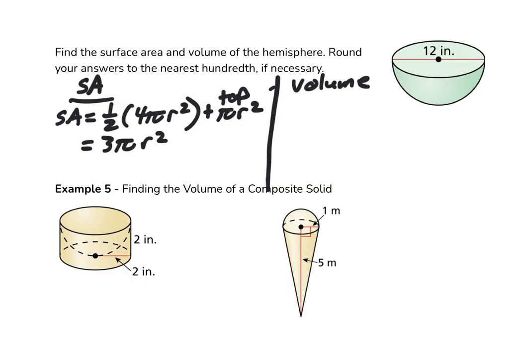What would the radius of this hemisphere be? 6, right? 12 is the length all the way across, so make sure that we use a radius of 6. So we're going to go 3 times pi times 6 squared. It says round to the nearest hundredth.